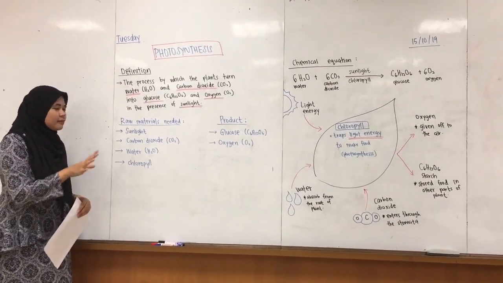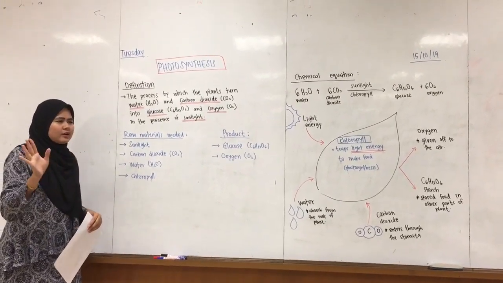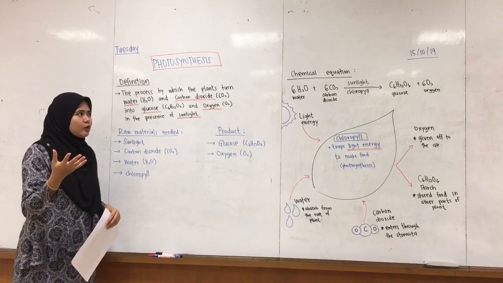Alright. The next important raw material is chlorophyll. Who knows where chlorophyll is found in the plant? I know. Yes, Fatini? Leaf. Yes. Why leaf? Because it's not in the stem.